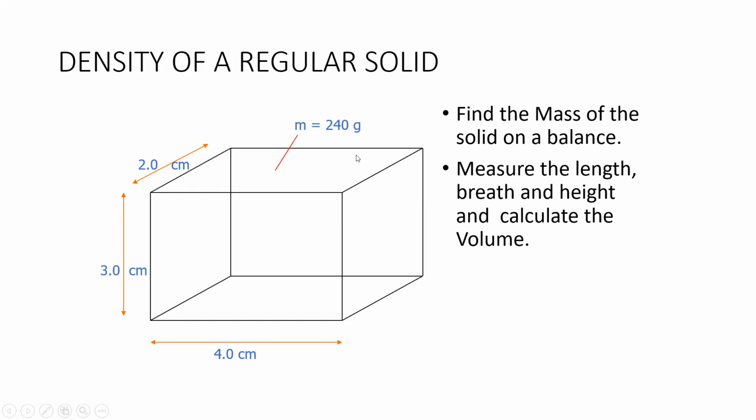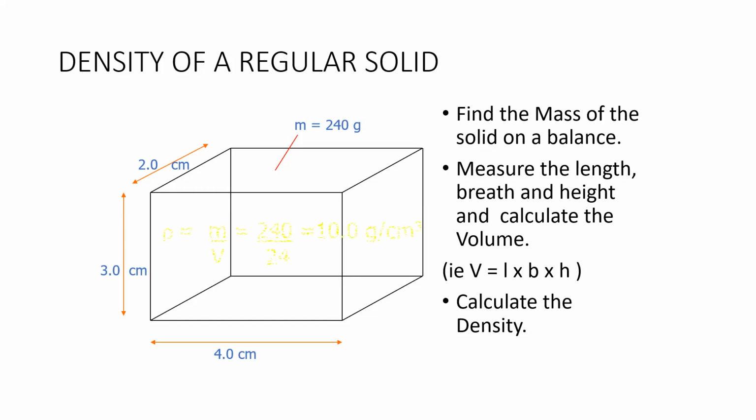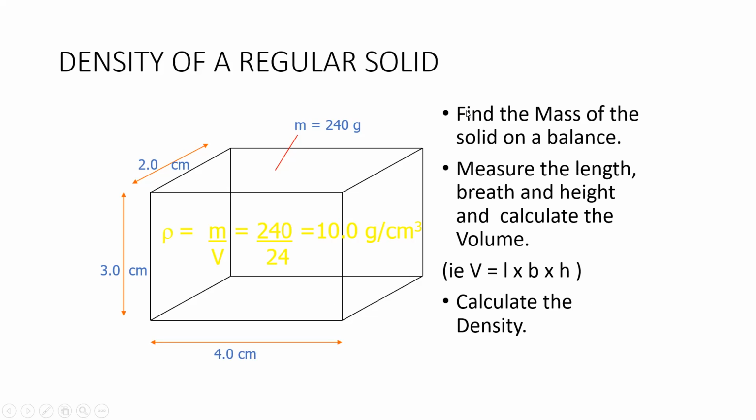Then we'll measure the length, breadth and height and calculate the volume, which is length into breadth into height, or length into width into height, and then calculate the density, which is mass in a unit volume. So we'll get that as 10 gram per centimeter cube. Because it's a density, it will be gram per centimeter cube. Is it clear how we work out the density of a regular solid, a solid with a definite shape?